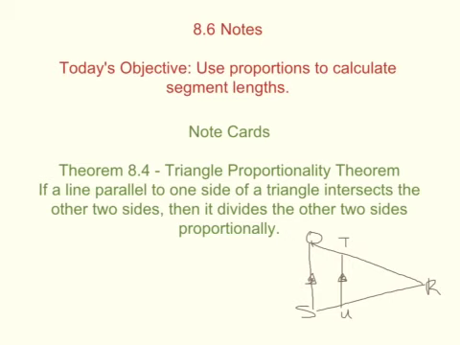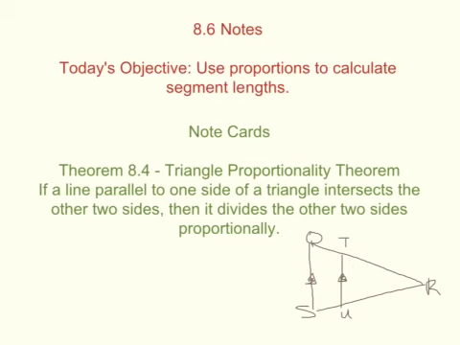The first one is Theorem 8.4, the triangle proportionality theorem, and that says if a line is parallel to one side of a triangle and it intersects the other two sides, then it will divide those other two sides proportionally. Now let's take a look at our picture here, and I'll show you what I mean.